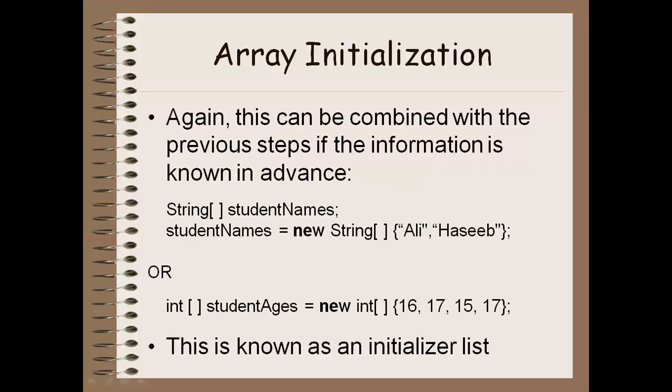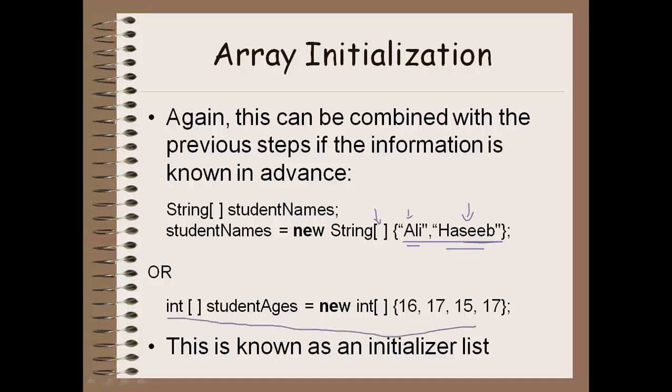So again, we can combine this in the previous step if we know the information in advance. So I'm going to have a string array called studentNames. My studentNames is going to be a new string array, and this is the data I'm going to put in it. This is called an initializer list. In this case, I don't have to state how much data I'm going to have, how many values I'm going to have. Okay? Instead, it looks at this list held inside the squiggly brackets, and it's going to create an array of 2 values and have them filled with their contents all at once.